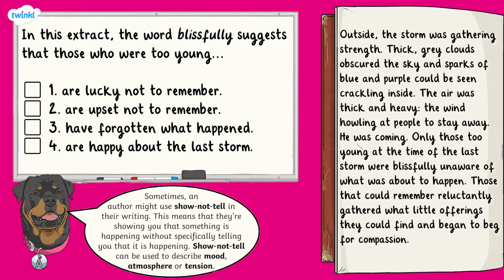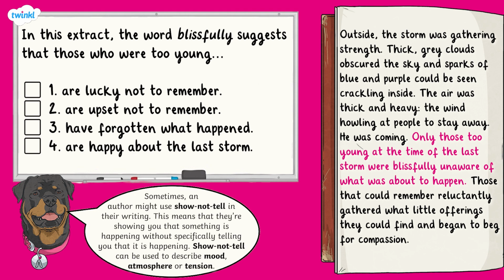Have you read the new extract? Great. The question says, in this extract, the word blissfully suggests that those who are too young, number 1, are lucky not to remember, number 2, are upset not to remember, number 3, have forgotten what's happened, or number 4, are happy about the last storm. For this question, you'll need to think about why the author has chosen the word blissfully and what effects they wanted it to have. Let's start by finding the word in the text and reading the sentence around it.